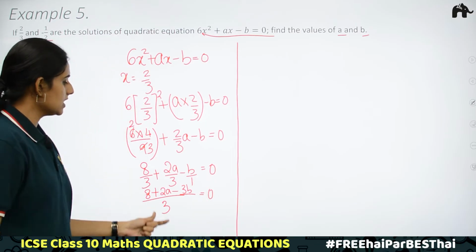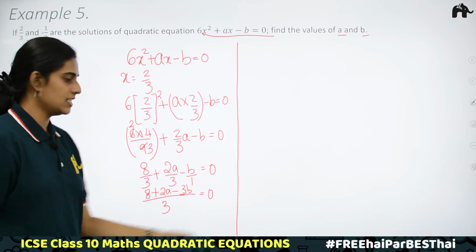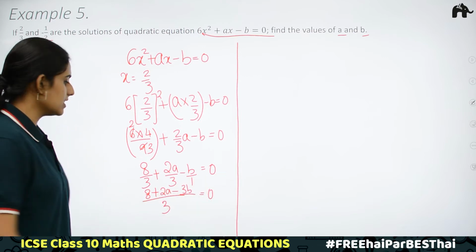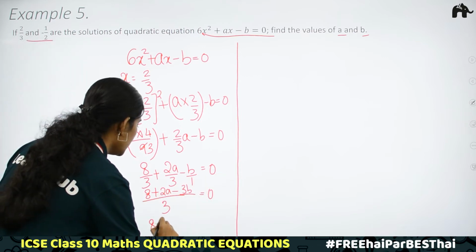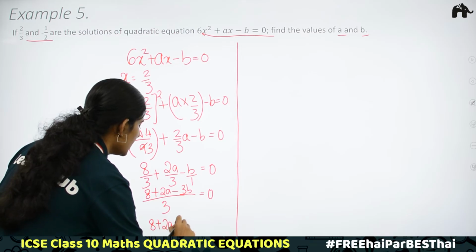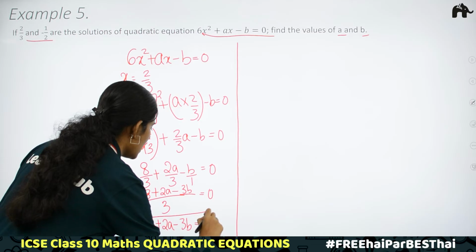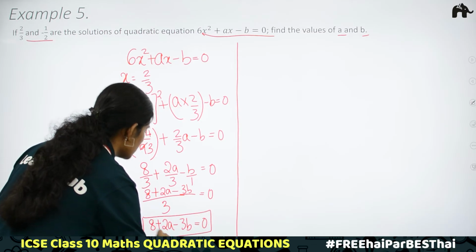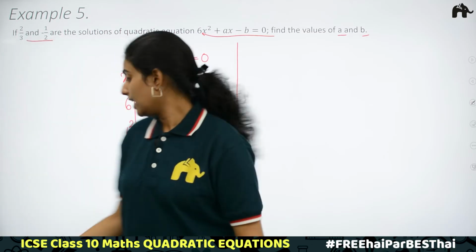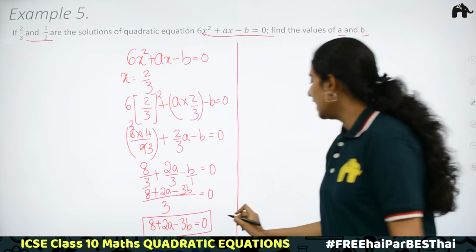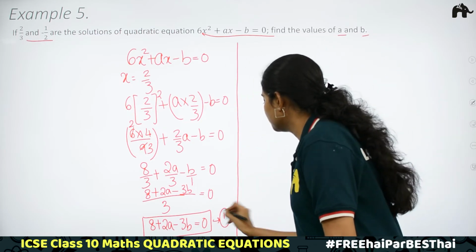Okay. Now this 3 can be taken to the opposite side. 0 into 3 you will get 0. That is 8 plus 2a minus 3b is equal to 0. This is our first expression. Okay, let us call this 1.